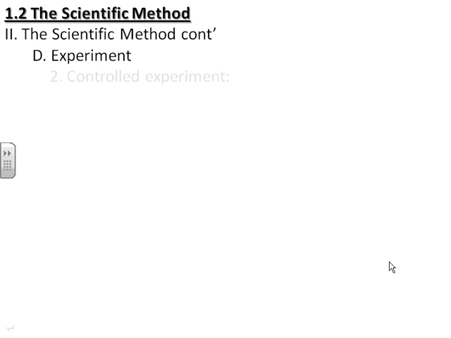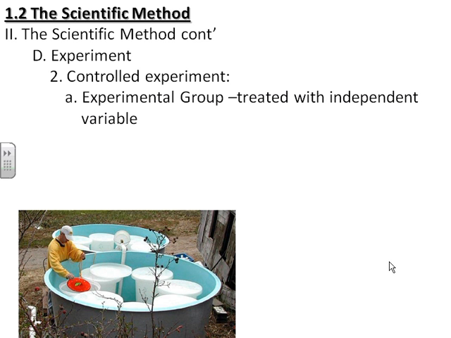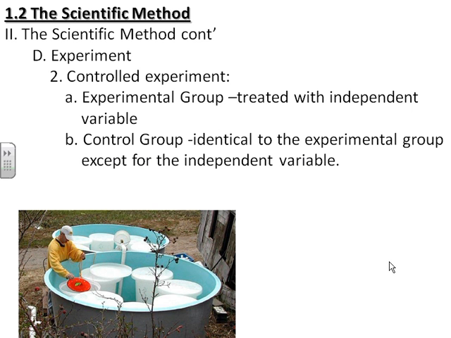Now, as far as experiments go, there are different types of experiments you can do. One is called a controlled experiment, and that's what you can see pictured down there. This is typically done in a laboratory setting. It's controlled because there is an experimental group, which is the group that is actually being treated with the independent variable. And then there's the control group, which is identical to the experimental group except for the independent variable.